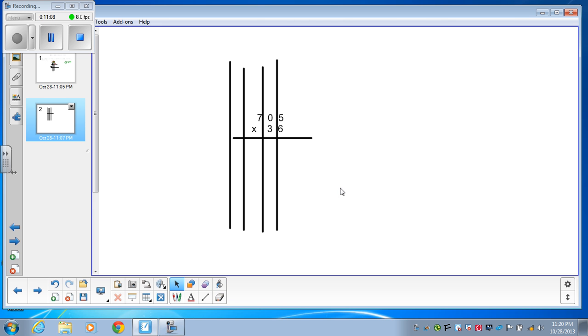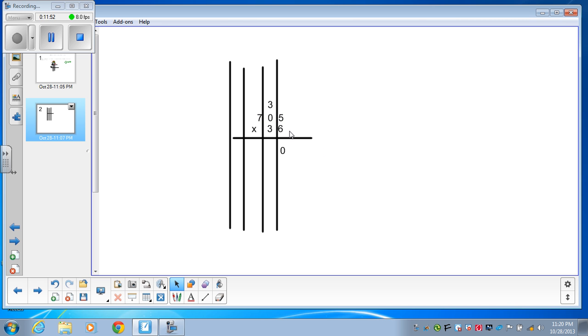Alright, if you said we start at the digit 6 in the ones place, you are correct. Now, where do we begin to multiply the 6 by? 6 times what? Is it the 7, the 0, or the 5? If you said 5, you're correct. Here we go. 6 times 5 is 30. Good. 0. Where do I put the 3? Under the 3 or over top of the 0? Good. If you said over top of the 0, you are correct.